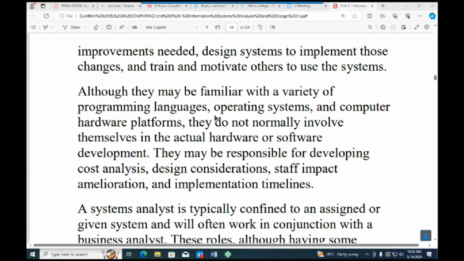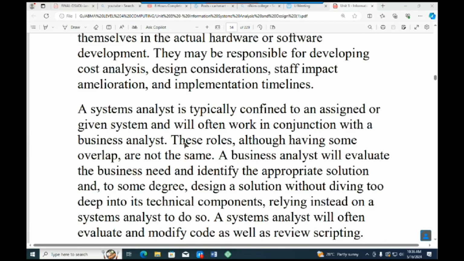So their area of responsibility can be developing the cost analysis. Look at how much is it going to cost us for this particular project. They may look at the design considerations, in other words, how will this system look? They can also look at the implementation timelines. When do we need to have this system fully implemented? But they do not take part in the actual construction of the system.